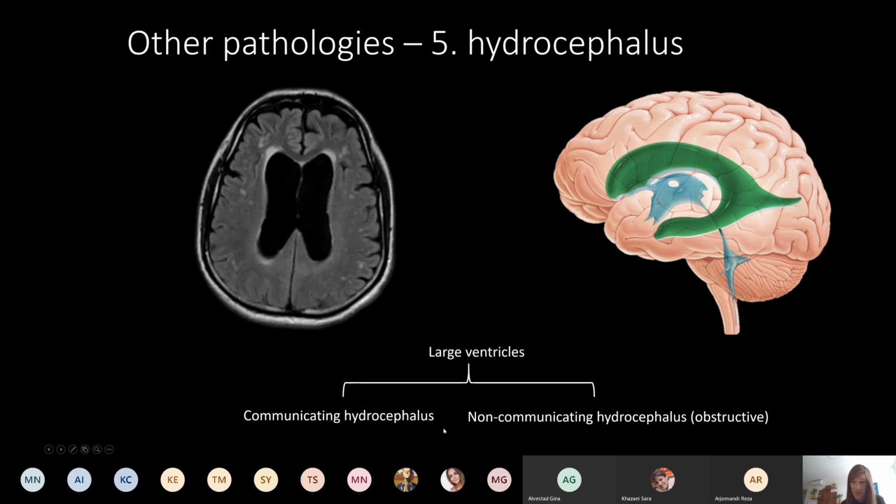Communicating hydrocephalus can happen when there is an overproduction of the CSF, for example, choroid plexus tumors, or there is reduced absorption because of a subarachnoid bleed, because the arachnoid granules get clogged, or if there is meningitis. And there is a special type called normal pressure hydrocephalus. This is idiopathic, and all the ventricles are enlarged, but there is no obstruction. And those are in old patients with dementia, urinary incontinence, and gait disturbances.